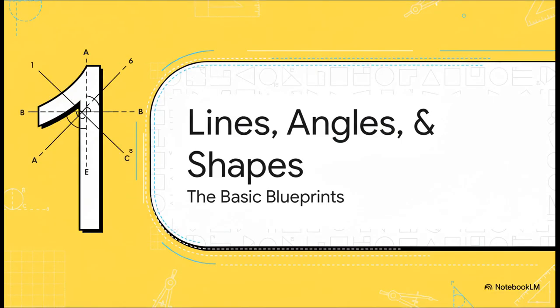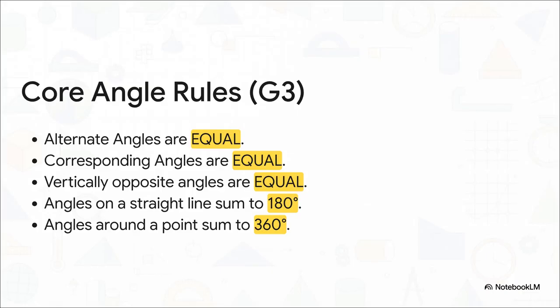Lines, angles, and shapes. Honestly, if you can get these fundamental rules locked down, you're going to find the more complex problems so much easier. First up, the core angle rules. Your first job in any angle problem is to hunt for parallel lines. If you can spot a Z shape, you know the alternate angles are equal. See an F shape? The corresponding angles are equal. These 5 rules, they are your bread and butter for picking up easy marks on those angle-chasing questions.